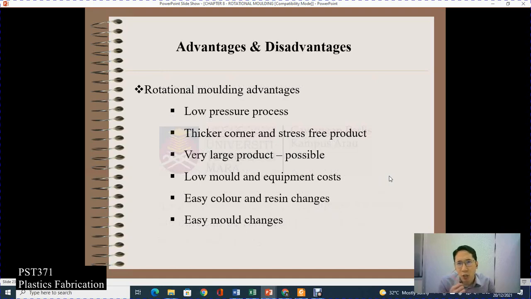Advantages and disadvantages of rotational molding. Okay, for advantages, it is a low pressure process as compared to other types of molding process to produce hollow parts, such as injection molding itself. Thicker corners and stress-free product. Very large products are possible to be made using rotational molding. Low mold and equipment cost as compared to other techniques. Easy color and resin changes. Okay, easy mold changes also.